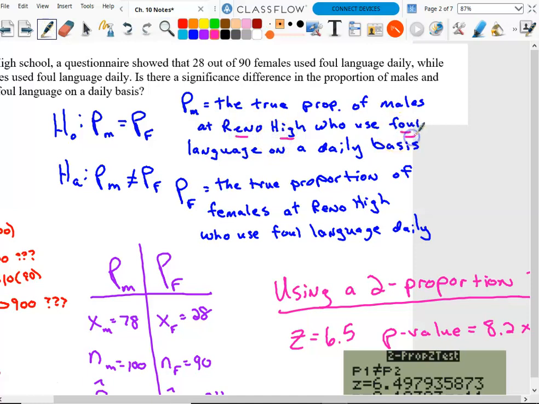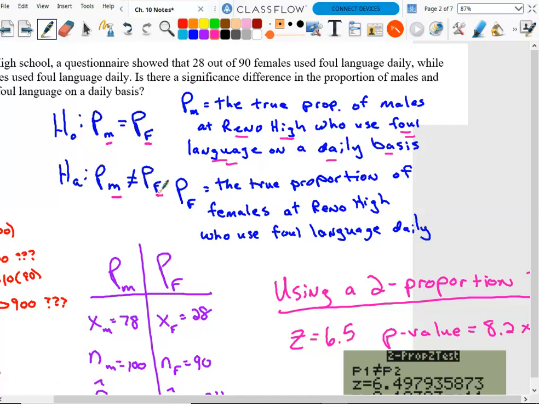Who do what? Use foul language on a daily basis, versus proportion of females. So on this H0 and Ha, I chose to use subscripts just to expose you to it. If you don't like it, don't do it, but you could see it. And that's why it could be a multiple choice question and they could show it.